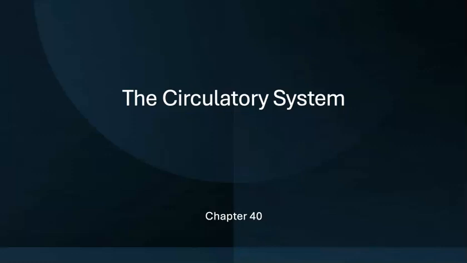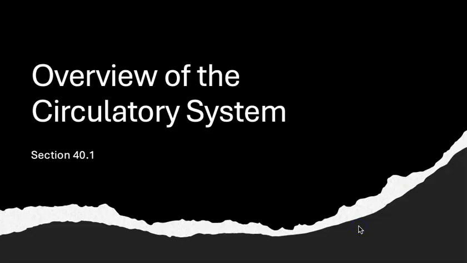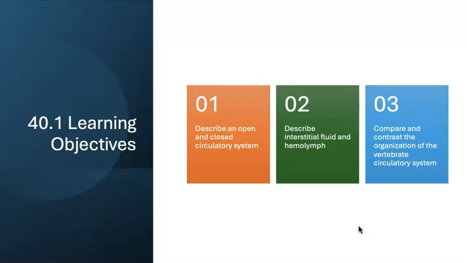Hello and welcome to our part 1 video lecture series on the circulatory system. We are going to start by discussing section 1, which is an overview of the circulatory system. And our objectives are to describe an open and closed circulatory system, describe interstitial fluid and hemolymph, and compare and contrast the organization of the vertebrate circulatory system.